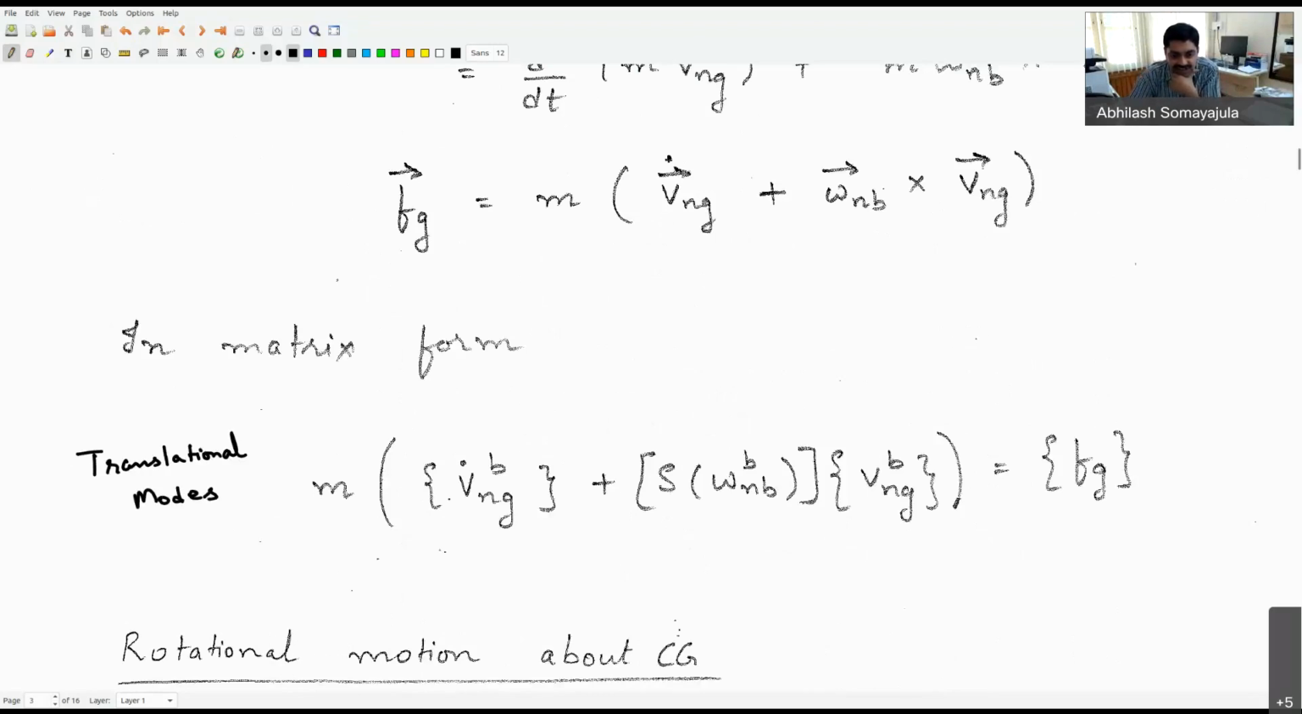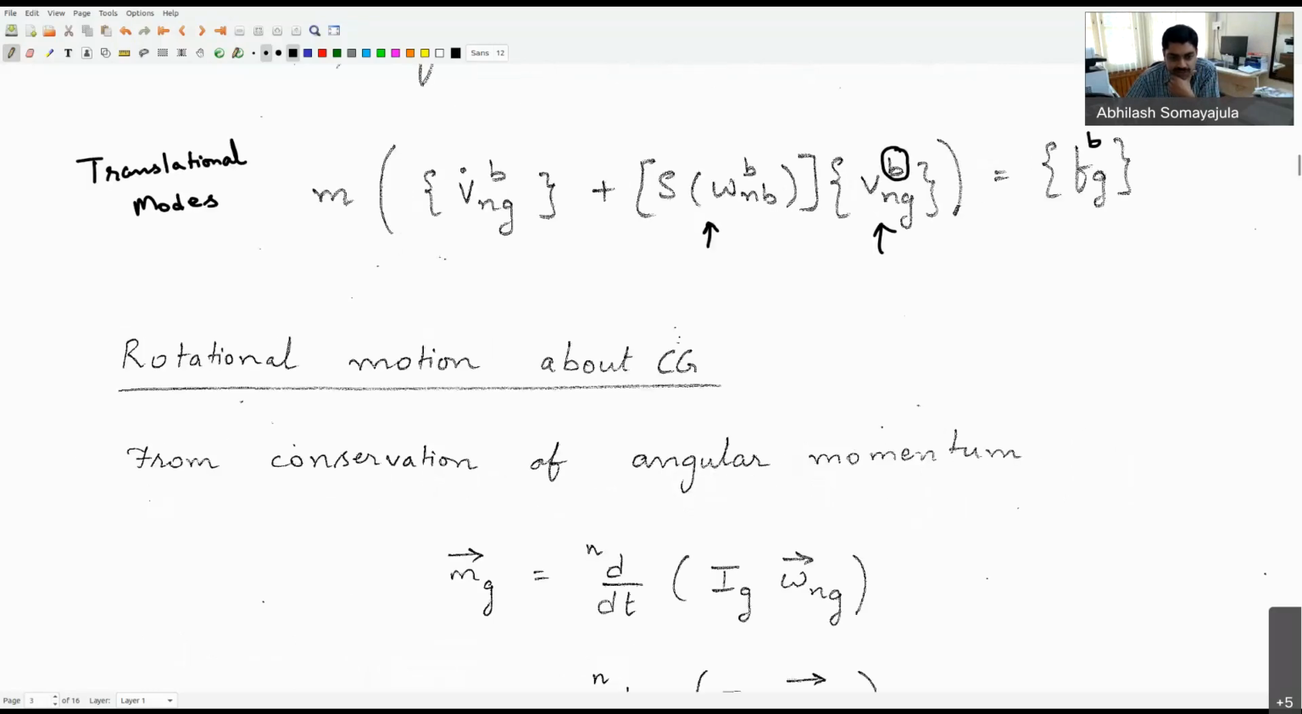And we had that mass times the derivative of the velocity of the center of gravity plus omega cross v. So this turns out to be the skew symmetric matrix with respect to omega pre-multiplied by the velocity of the center of gravity expressed in body fixed frame. This is with respect to the NED frame, but it is expressed in body fixed frame. And that is equal to the force that is applied at the center of gravity.